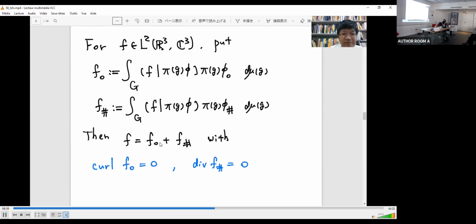But this vector field f0 is curl-free, and the vector field f sharp is divergence-free. In general, it is known that any vector field is decomposed into a sum of a curl-free vector field and a divergence-free vector field. But our formula gives exactly such a decomposition.